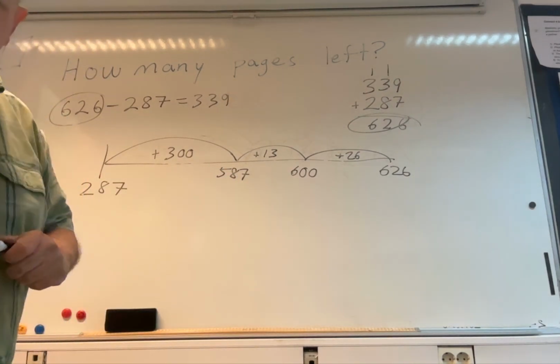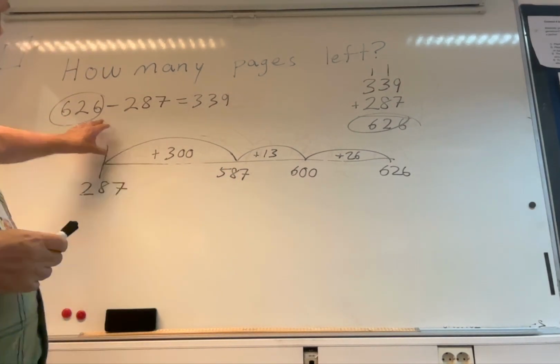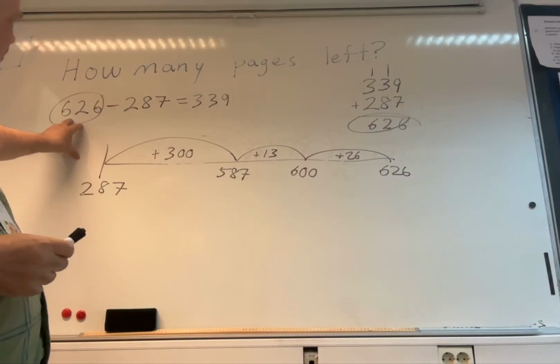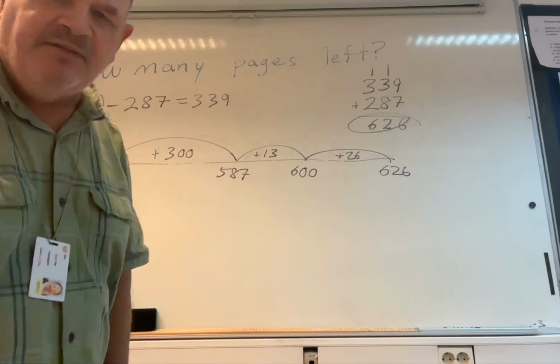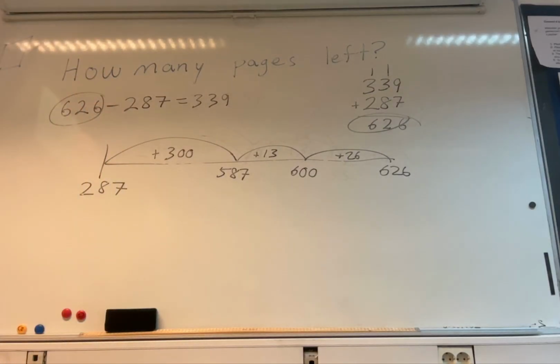Okay, so use this method and find out. In this one, we started with 626 pages to read. We read 287, 339 to go. Okay, give it a shot and see how it works. You see it all? Okay.